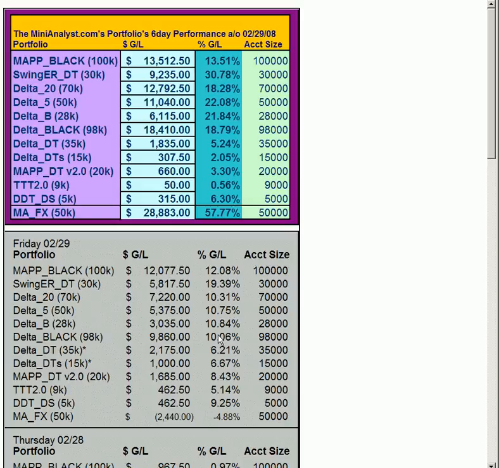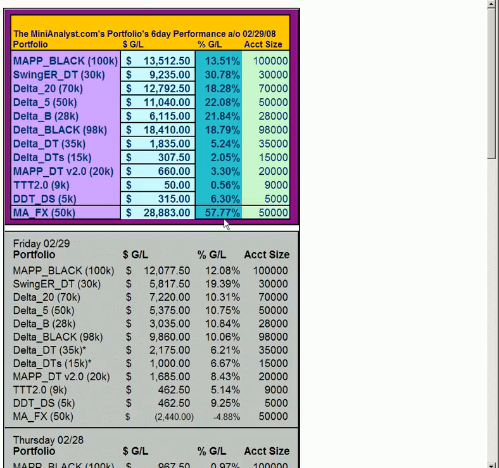As we stand now, we're predominantly short. That could change. But 6% move in our Delta DT. 8% move in our MAP DT, 9% move in Dual Day Trader. MAFX giving back a little bit today at 5%. But look at this. Look at this.